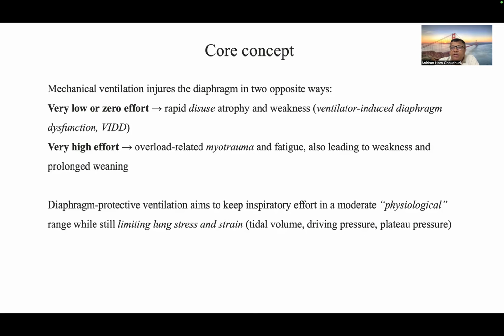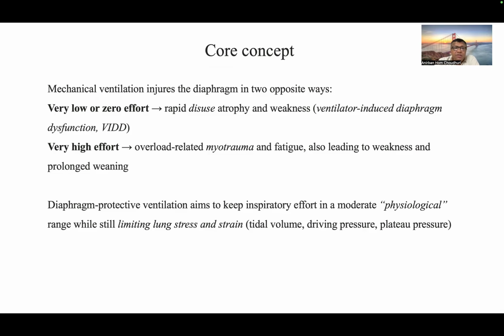In order to explain the process, we have to understand the core concept of diaphragm protective ventilation by realizing that mechanical ventilation injures the diaphragm in two opposite ways. The first way is because of very low or zero effort of the patient. This causes rapid disuse atrophy and weakness, which finally leads to ventilator-induced diaphragm dysfunction, VIDD in short.